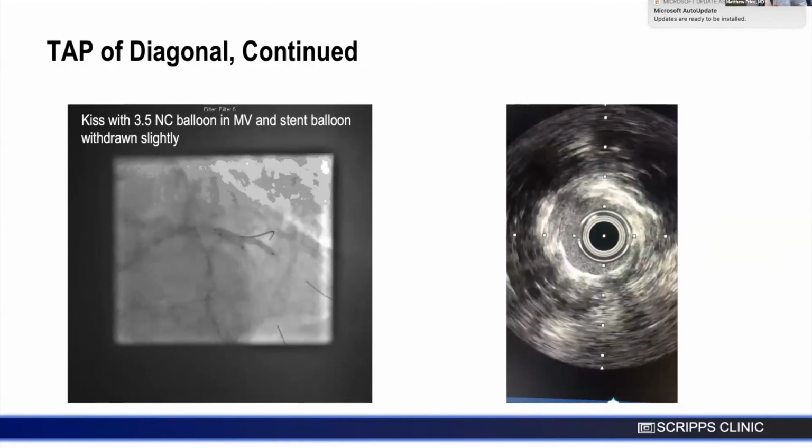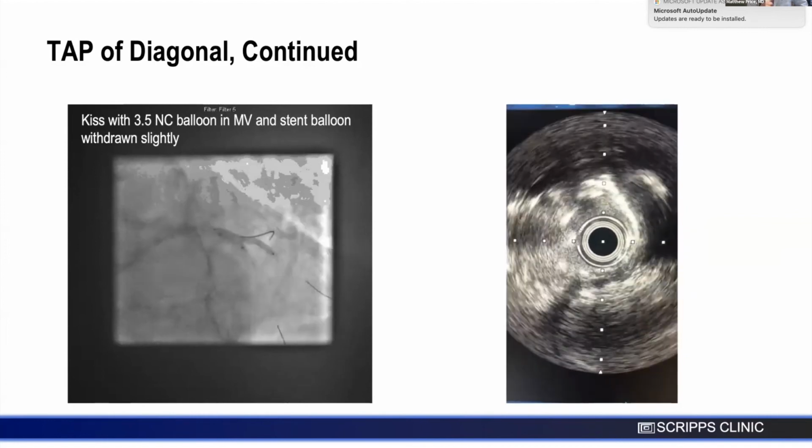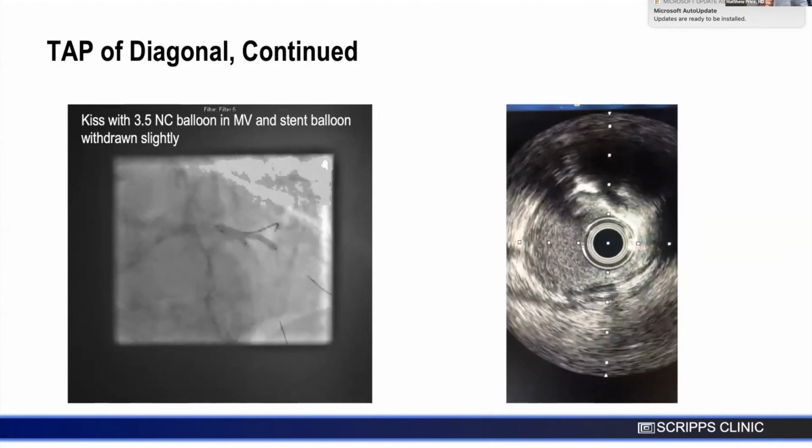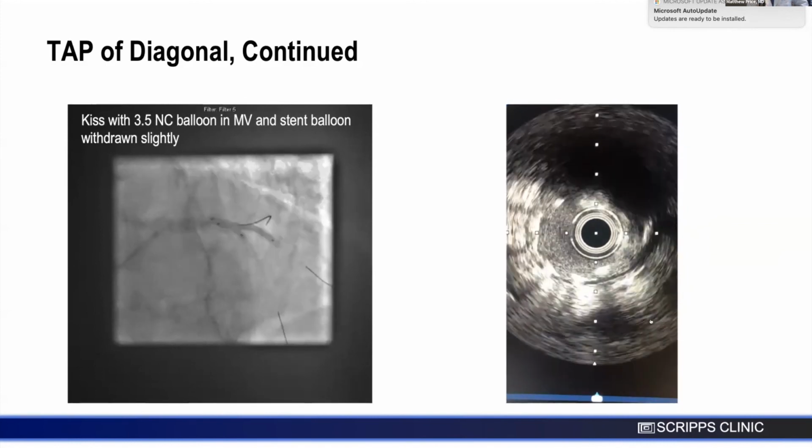Failure modes for bifurcations so frequently are the ostium, the side branch. You want to make that ostial side branch really nicely expanded here. It looked great. This is an IVUS of the LAD itself.